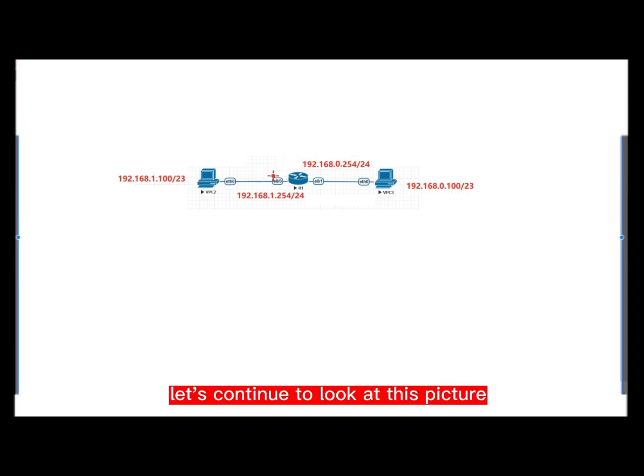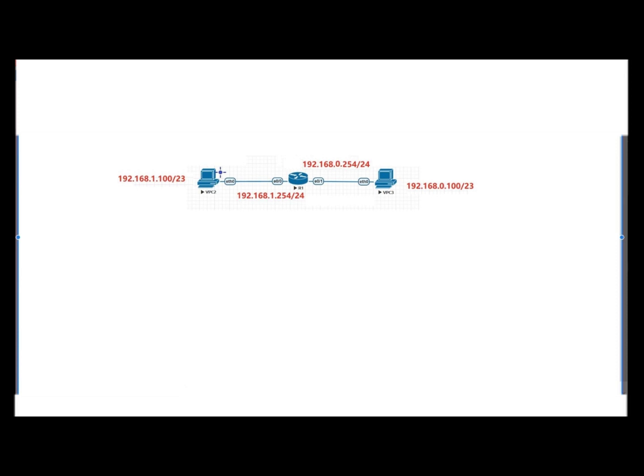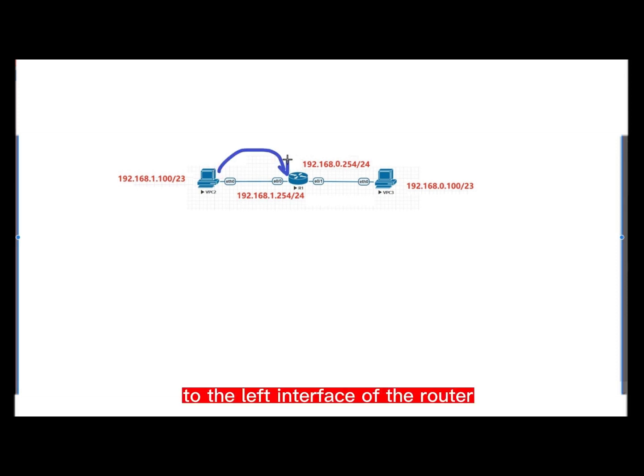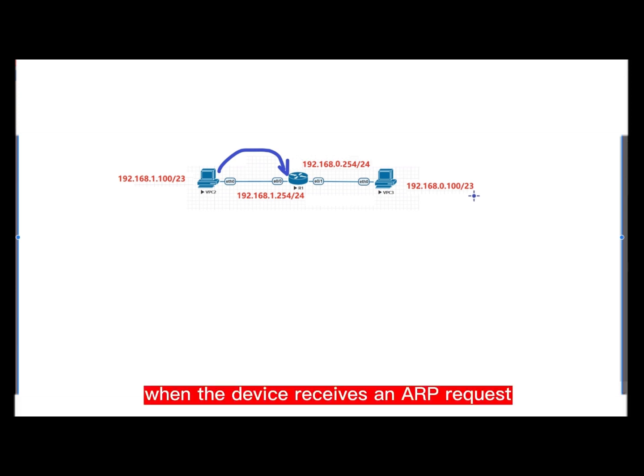Let's continue to look at this picture. For routers, proxy ARP on Cisco devices is enabled by default on the interface. Then when PC2 sends a request to the left interface of the router, it requests a MAC address for 0.100. When a device receives an ARP request, if the target IP it requests is not its own, it simply drops the packet.